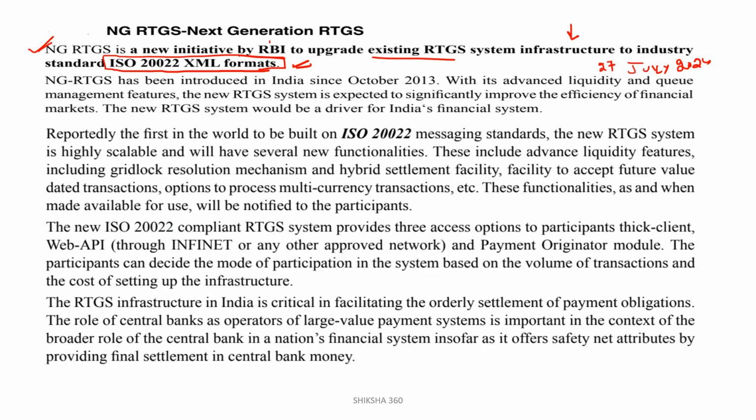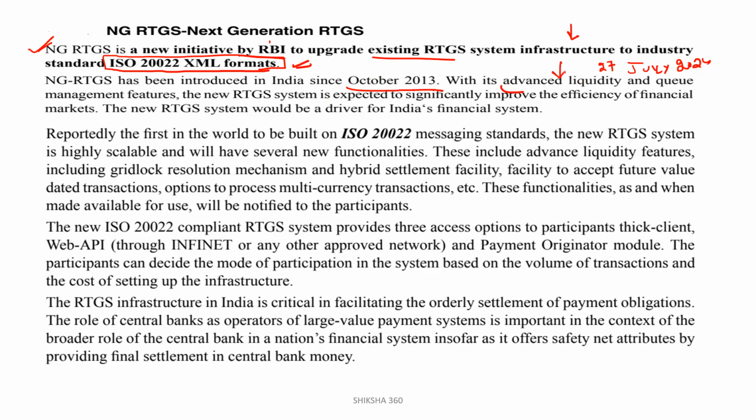20022, clear? So next generation RTGS is a new initiative by RBI to upgrade the existing RTGS infrastructure system to the industry standard ISO 20022 XML format. This question they have already asked, which ISO, clear? So NG-RTGS has been introduced in India since October 2013.